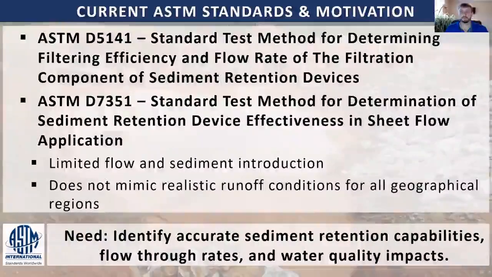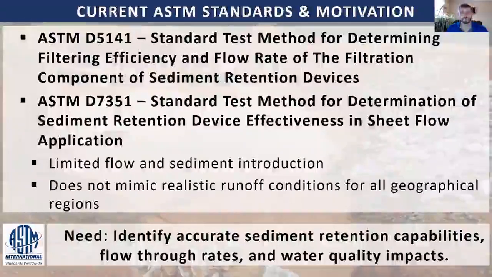So there are some current ASTM standards that are out there that we can use to test different types of erosion and sediment control practices. We essentially have a small scale and a large scale. ASTM D5141, the standard test method for determining filtering efficiency, flow rate, and the filtration component of a sediment retention device, is what I consider a small scale test. We also have ASTM D7351, which is the standard test method for determination of sediment retention devices' effectiveness in sheet flow applications. What we've noticed with these two ASTM tests is that they introduce limited flow and sediment when you actually run the test.